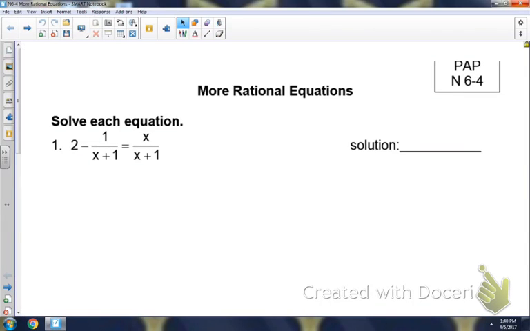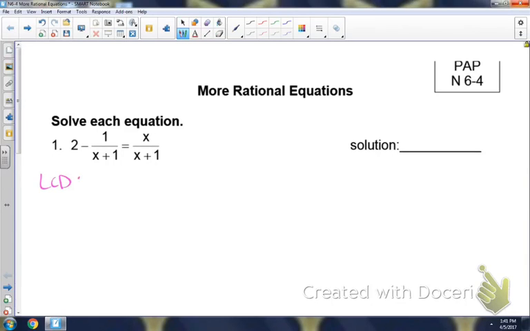Okay, on note 6.4, we're going to be solving more rational equations. Remember, a rational equation means that you have fractions. So we talked about on 6.3 that you need to get rid of those fractions so that way you're able to solve for x and find what x equals. Okay, so we're going to find the LCD first.